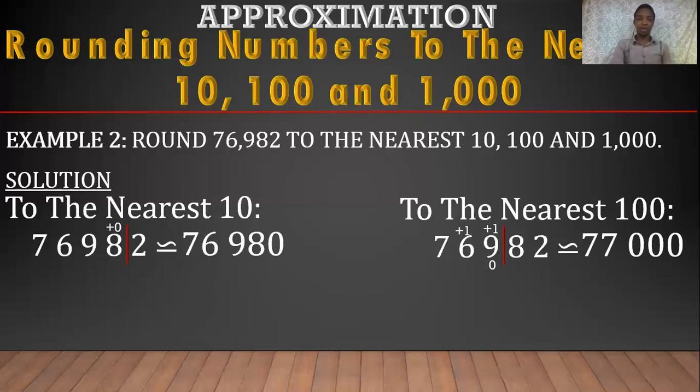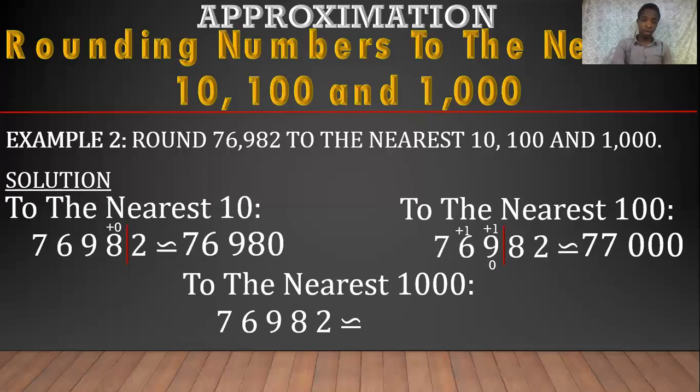Now, okay, let's do the nearest thousand now. I'm having my unit as 2 still, my tens 8, my 100 9, my 1,000 6. So my line will come after 6. Now check the number after the line. In this case, I have 9. So I'll be adding plus 1 because I'm rounding up. So plus 1 to 6. So my answer then will be 7, 6 plus 1, 7. Every other number after the line will change to 0, 0, 0, right?